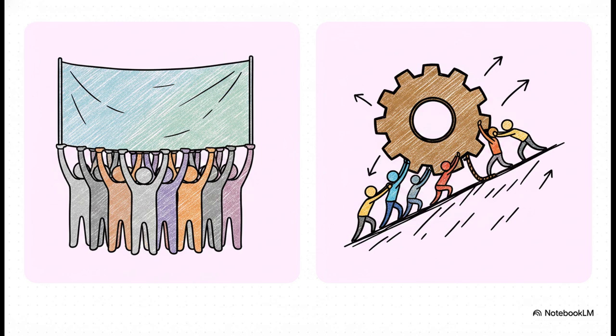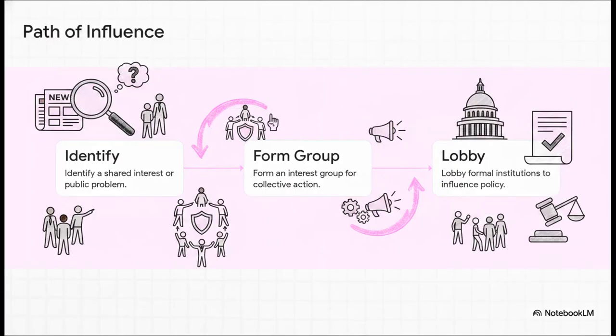Citizens form these groups specifically to overcome collective action problems and establish direct pathways of influence. Basically, joining forces in an interest group gives everyday people a much stronger voice than if they were just trying to tackle it all by themselves. There is serious power in numbers. Let's walk through exactly how this works.